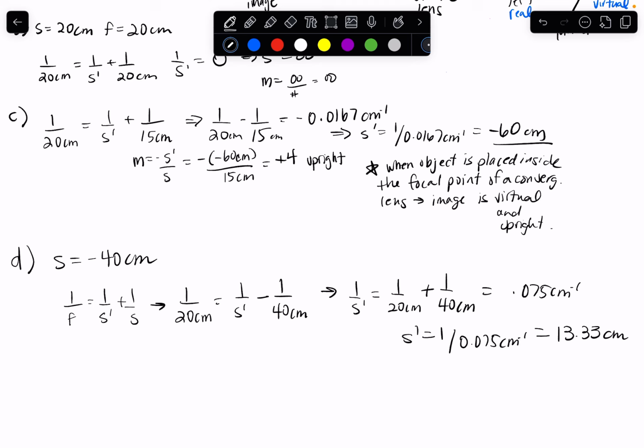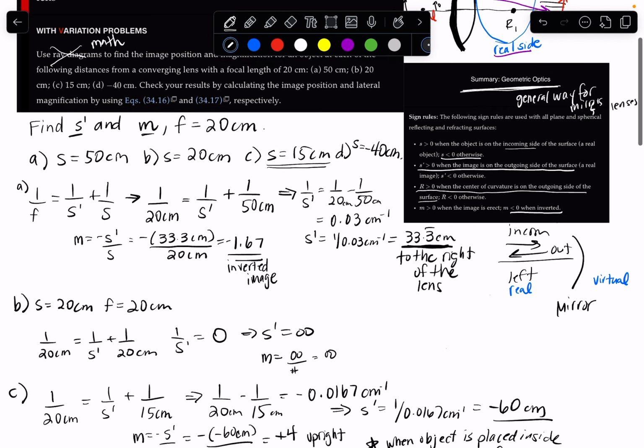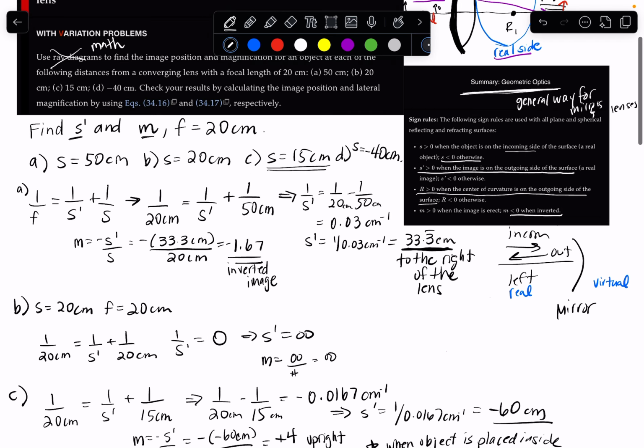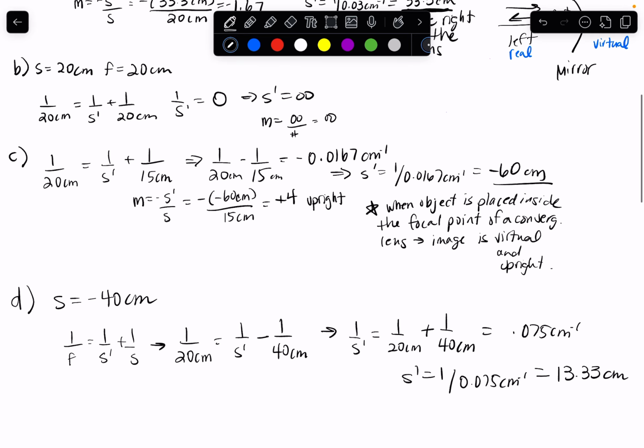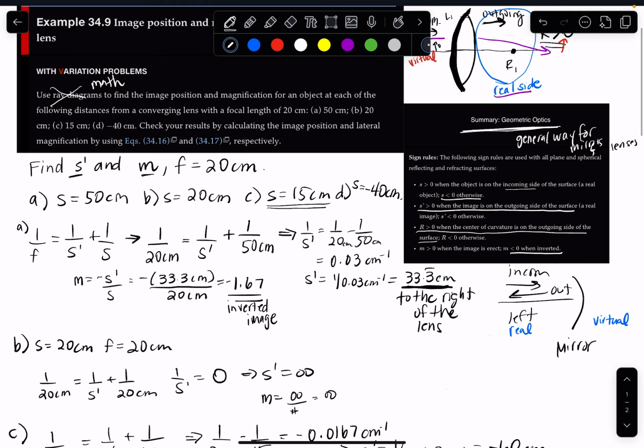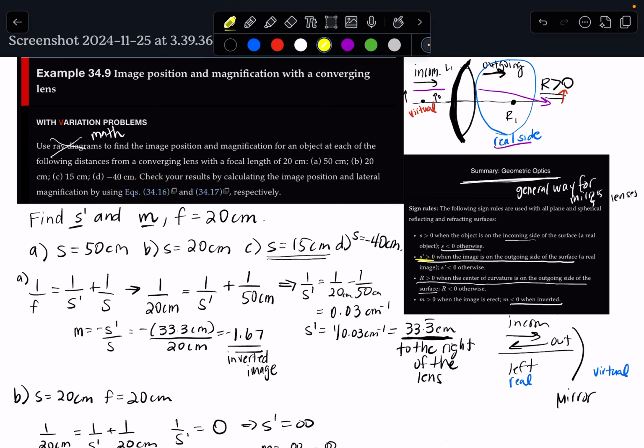So that means our image is going to be positive, which means it's on the real side. Okay, so that's s prime. Yep, that's s prime. Look right here. Oh, you can't see that because I wrote in black. S prime is positive, which means the image is going to be on the outgoing side of the surface, which is the real side. So the image will also be on this side.